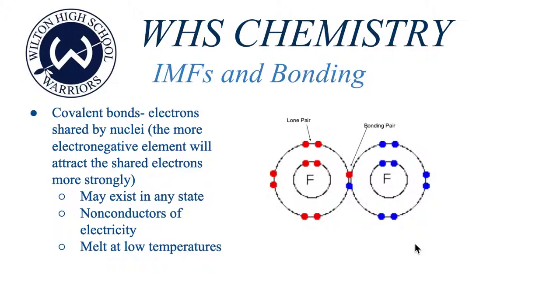So that's why that's a polar substance, because of the electronegative oxygen pulling the electrons toward it. But we're going to talk more about that in another video. Covalent bonds, those substances may exist in any state. They are non-conductive of electricity, and they melt at low temperatures.